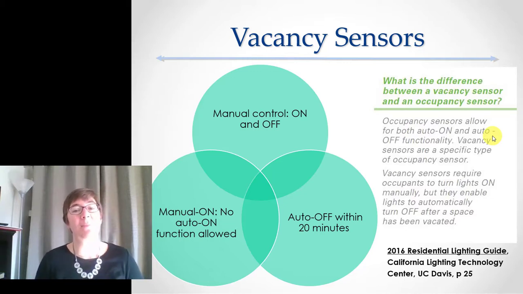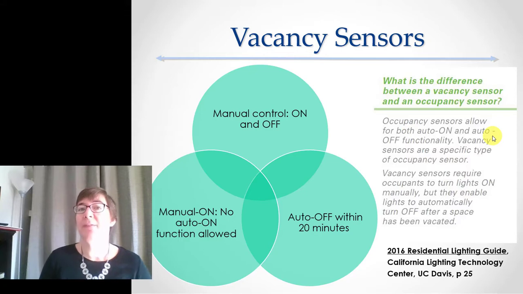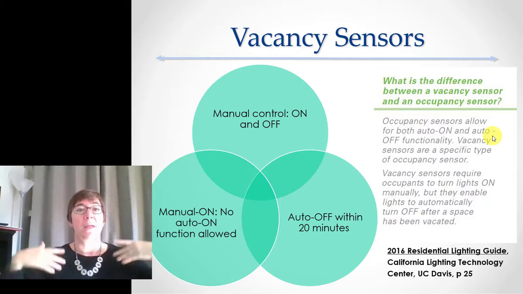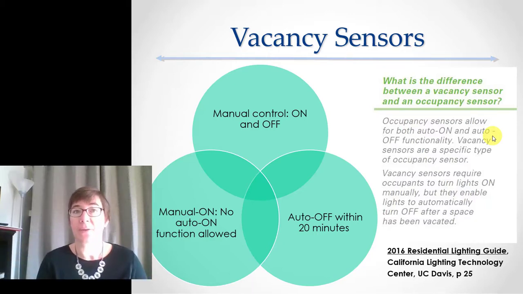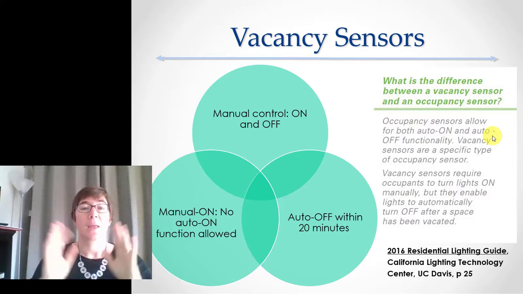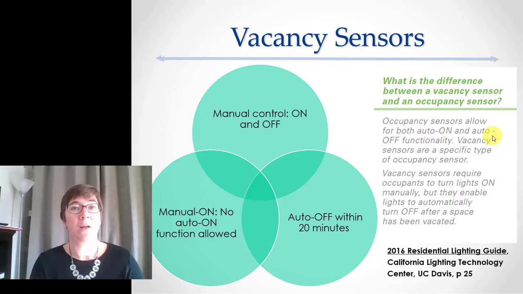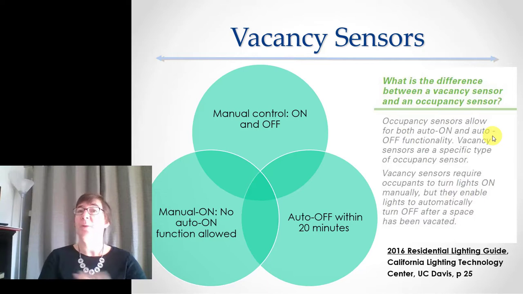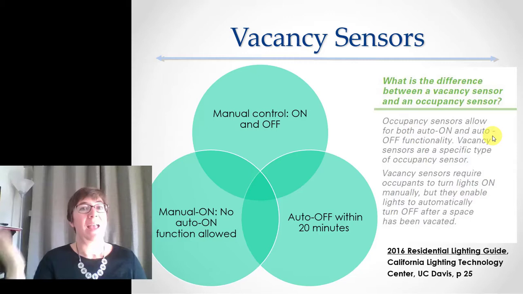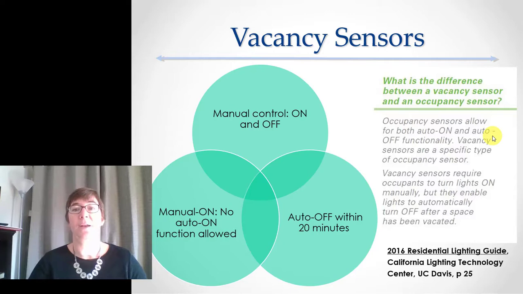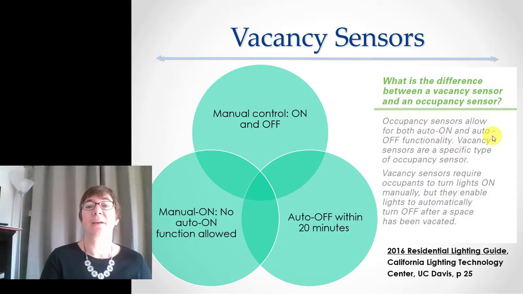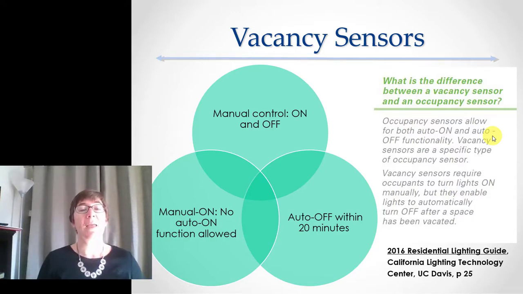You might not be familiar with it, but you're probably familiar with an occupancy sensor. An occupancy sensor is a control that has usually a motion detector. When you walk into the room, it notices the motion and turns the light on. When you walk out of the room and there's no activity, the sensor will notice, and after a period of time, it will turn the light off. So that's an occupancy sensor. It has an auto on and an auto off. Vacancy sensors are a little bit different.